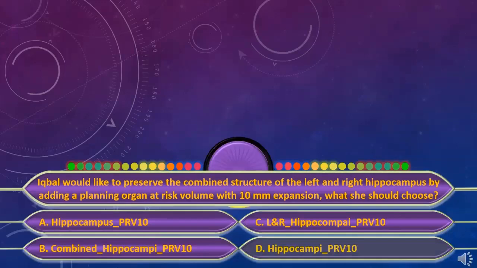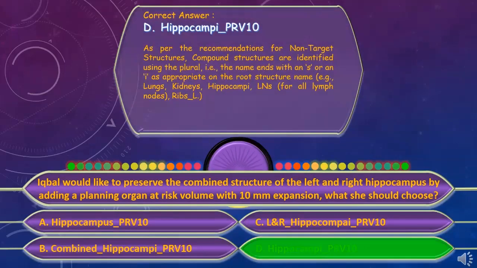Why? As per the recommendation for non-target structures, compound structures are identified using the plural, i.e. the name ends with an S or an I, as appropriate for the root structure name. For example, lungs, kidneys, hippocampi, lymph nodes, and so on. So we have hippocampi, the PRV, this is the planning organ at risk volume, and this is the 10, which is in millimeters. So this one is correct. This one is not allowed, as we said the 'and' is not allowed, so it eliminates these. And this one for sure is more than 16 characters. So it leaves you with D.